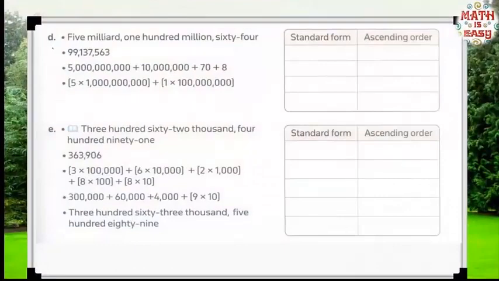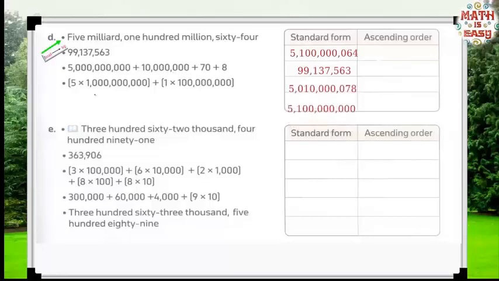D. Don't forget, we arrange from smallest to biggest. Write the numbers in standard form. The first: 5 milliard, 100 million, 64. And the second number, 99 million, not milliard, here 3 periods. Next number: 5 milliard, 10 million, 78. Last number: 5 milliard, 100 million.